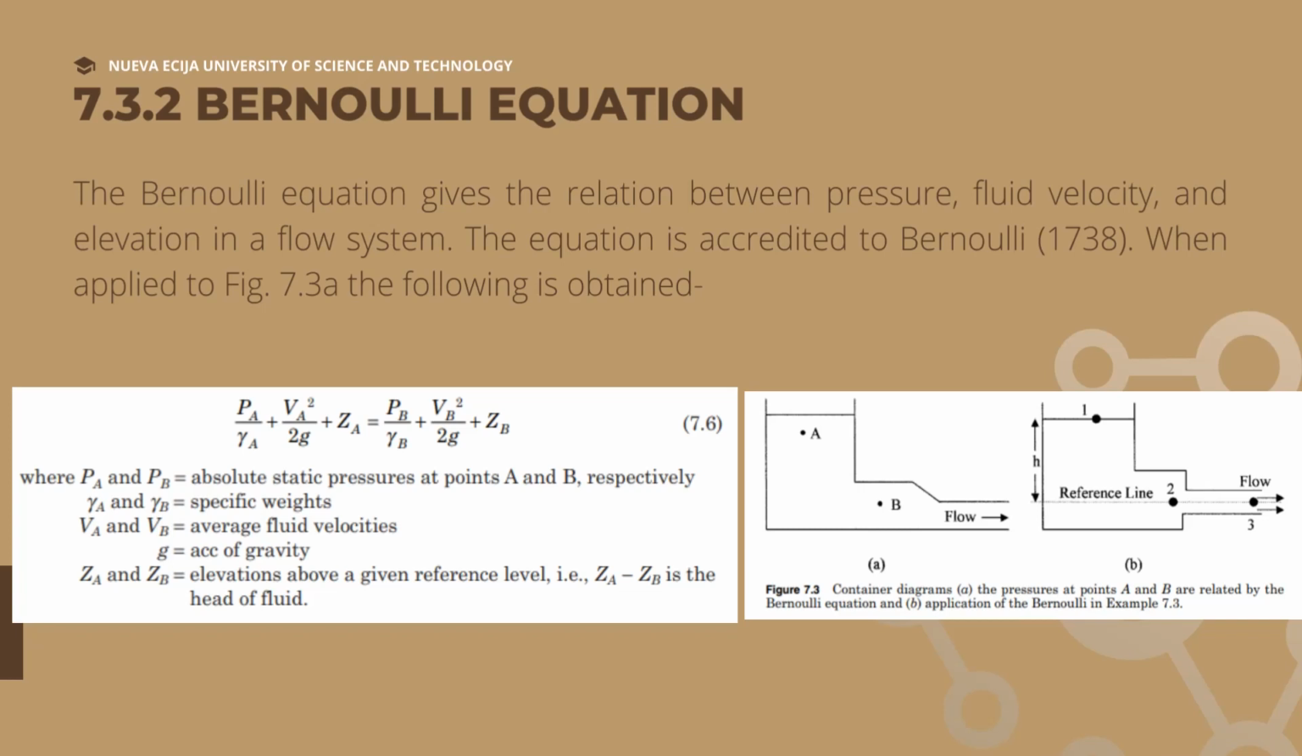7.3.2 Bernoulli equation. The Bernoulli equation gives the relation between pressure, fluid velocity, and elevation in a flow system. The equation is accredited to Bernoulli, 1738. When applied to figure 7.3a, the following is obtained. This is the figure 7.3, the one on the right.